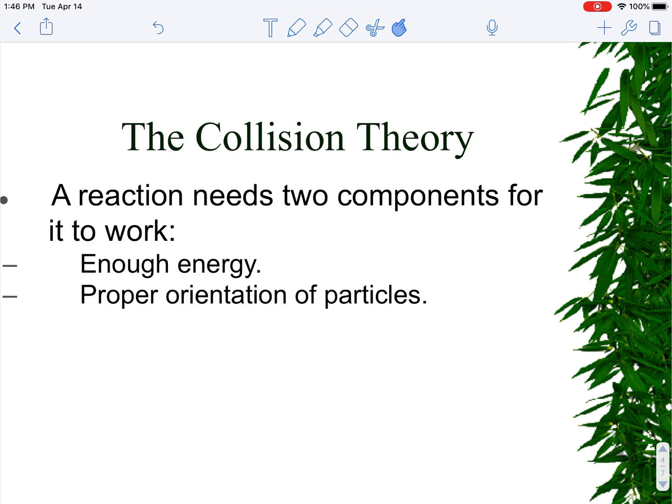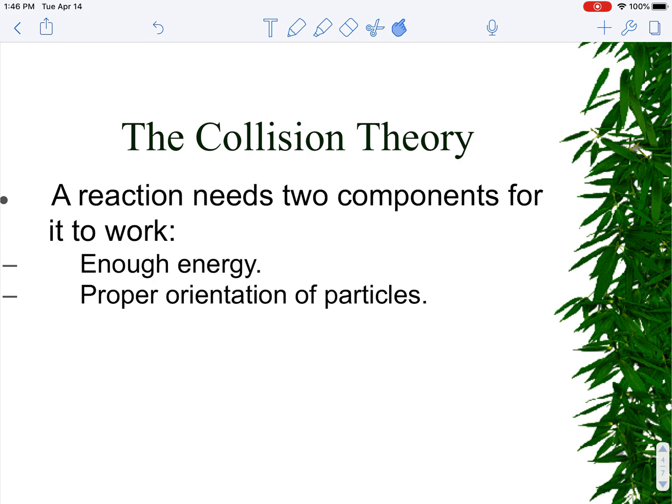You learned in the last video that a reaction needs two components for it to work. The particles need to collide with enough energy. That's called the activation energy. And the particles also need to collide with the proper orientation.